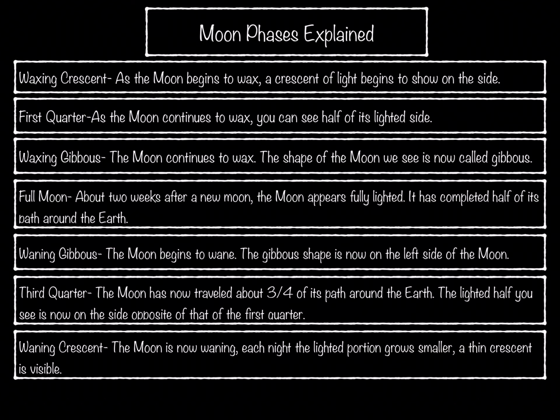Moon phases explained. The waxing crescent: as the moon begins to wax, a crescent of light begins to show on the side. First quarter: as the moon continues to wax, you can see half of its lighted side. Waxing gibbous: the moon continues to wax. The shape of the moon we see is now called gibbous. Full moon: about 2 weeks after a new moon, the moon appears fully lighted. It has completed half of its path around the earth.